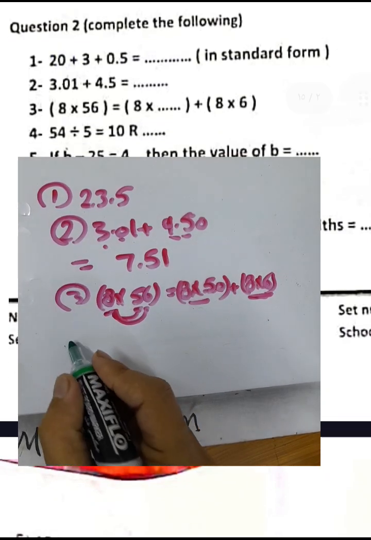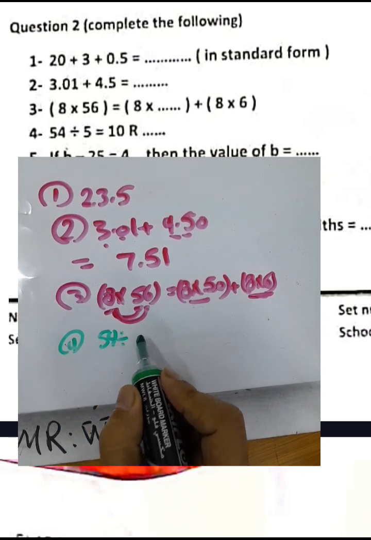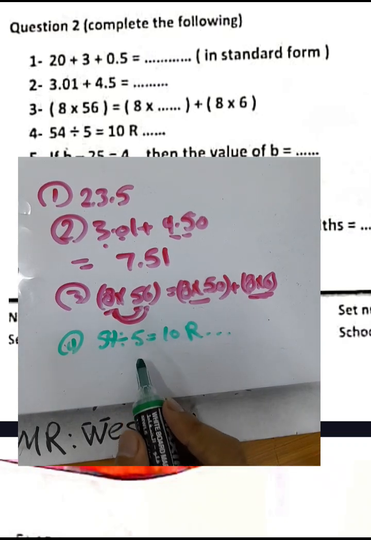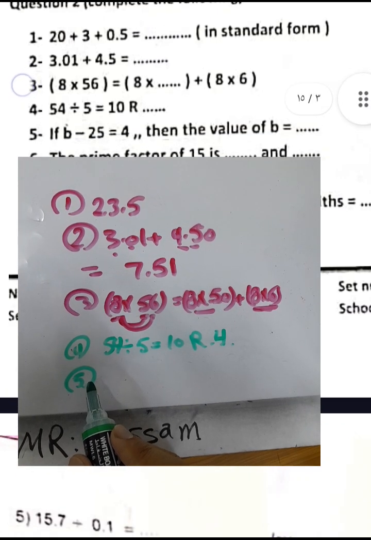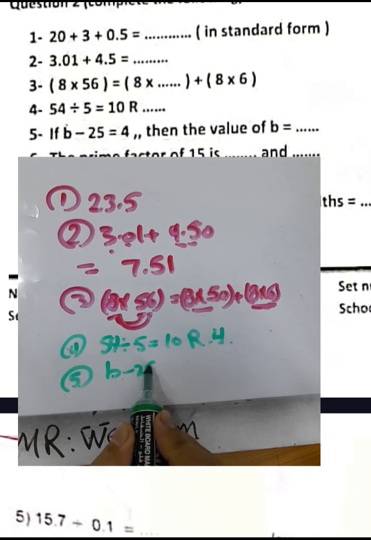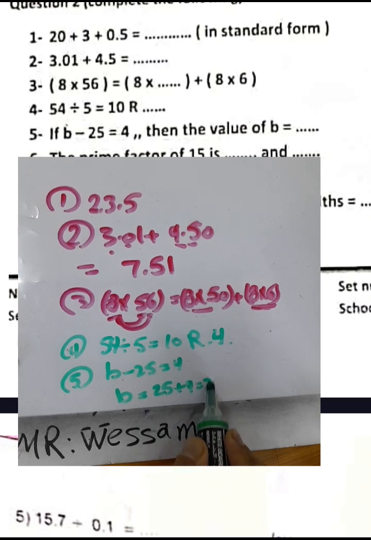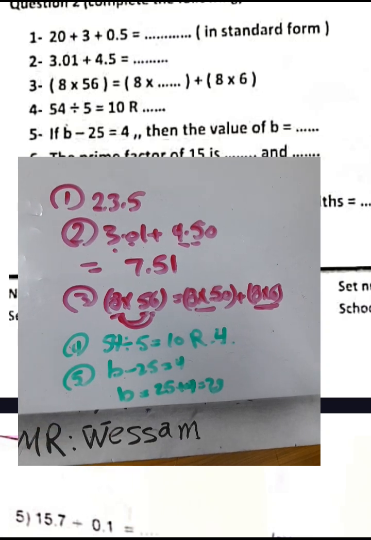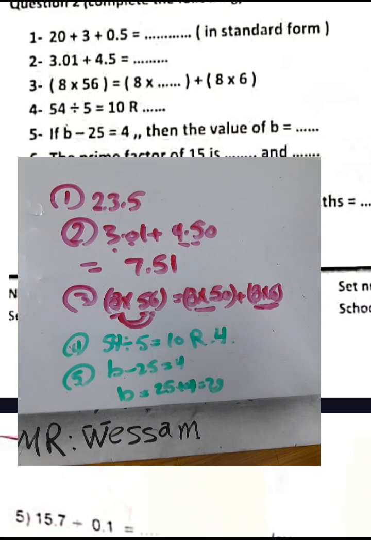Number 4, 54 divided by 5 equals 10 and the remainder. 5 times 10 equals 50 and the remainder 4. Question 5. If b minus 25 equals 4, it means the value of b equals 25 plus 4. It will be 29. Because b here we call the minuend. If you want to find the minuend, you must add the difference to the subtrahend. Then the result will be 29.